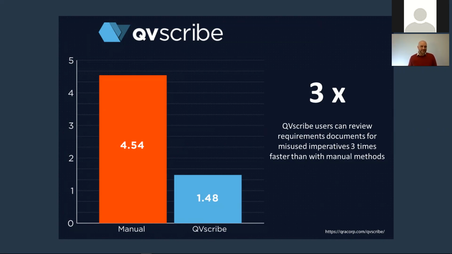What you're missing there is that the people who are actually working on the requirement itself don't have the ability to learn from that experience. So with QVScribe, they're getting that feedback on the spot, and they're able to quickly improve the quality of the document as they're writing it.